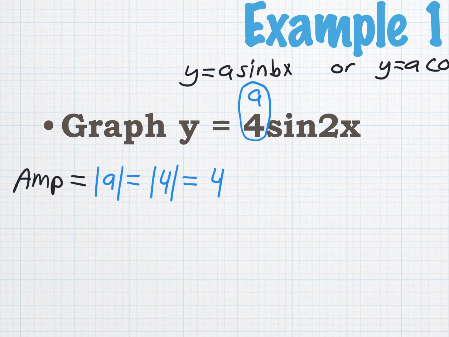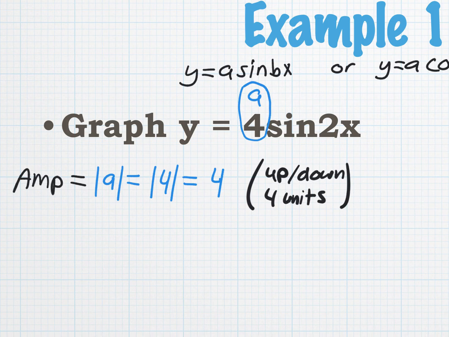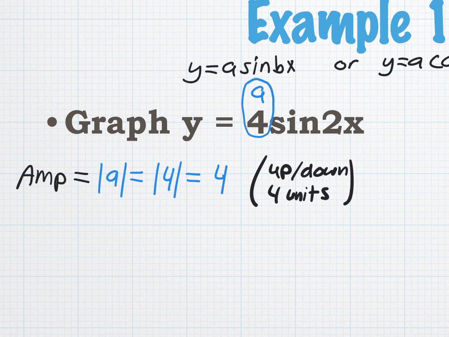All right, so that helps us a little bit. In words, I'm going to say that our function goes up and down 4 units. So that's the highest it goes. The highest that it's going to go is 4 units. The lowest that it's going to go is -4 units, I guess, right?